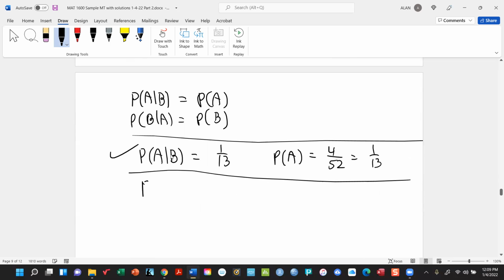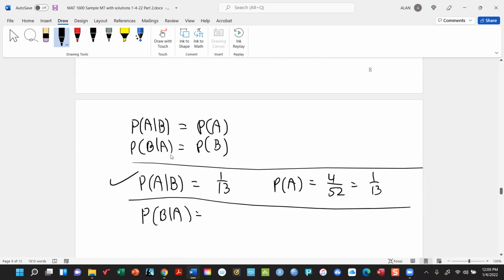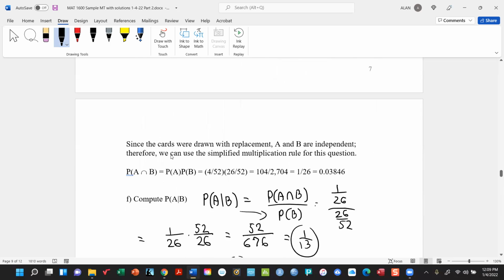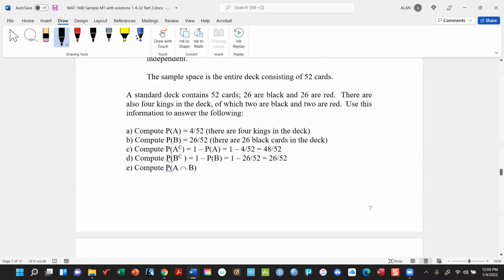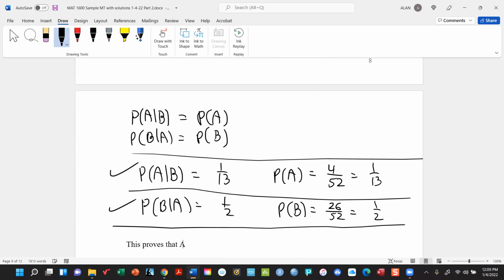And how about this one? B given A, we just showed a minute ago, is 1/2. Is it true that the probability of B is 1/2? Well, let's go find out. We've already done this. Okay, well, there it is. Now, 26 out of 52, of course, is 1/2. That means they both work, and therefore A and B are independent. This proves that A and B are independent.